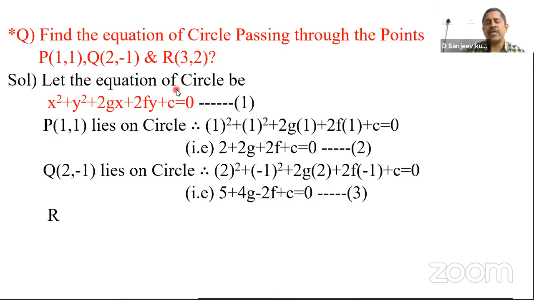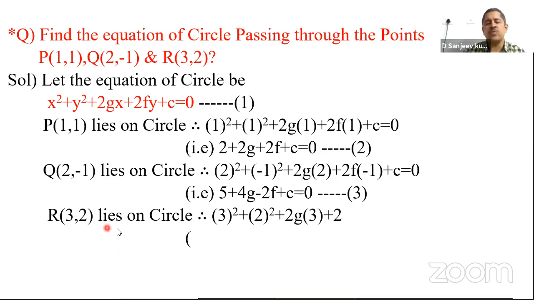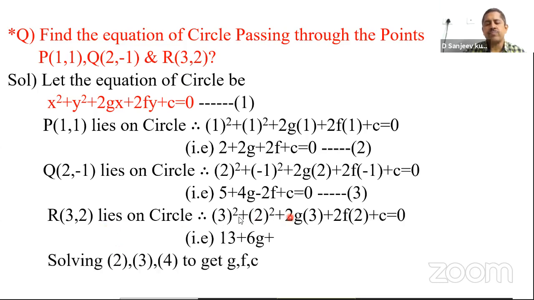Now take the third point. What is the third point here? 3, 2. So substitute 3, 2 in the equation of circle. You get 3 square plus 2 square plus 2g into 3 plus 2f into 2 plus c is equal to 0. So the equation you get is 13 plus 6g plus 4f plus c is equal to 0. 3 square is 9, 2 square is 4, so 9 plus 4 is 13.